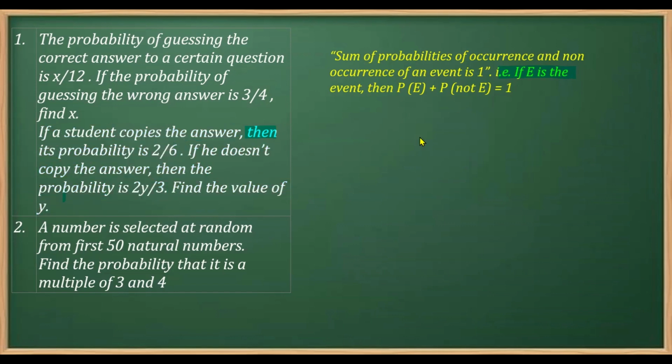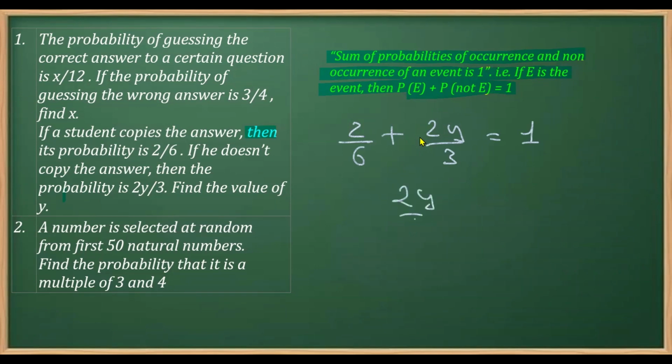Now, it is needless to say that we are going to use the same concept, that is the probability of occurrence and non-occurrence of an event is 1. Therefore, their sum will be 1. So I can say that 2 over 6 is what, copying, and 2y over 3 is what? Not copying the answer. That is equal to 1. So here too, I'll transpose this number first. So 1 minus 2 over 6.